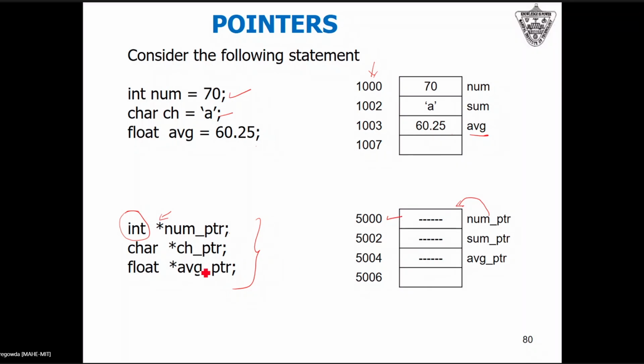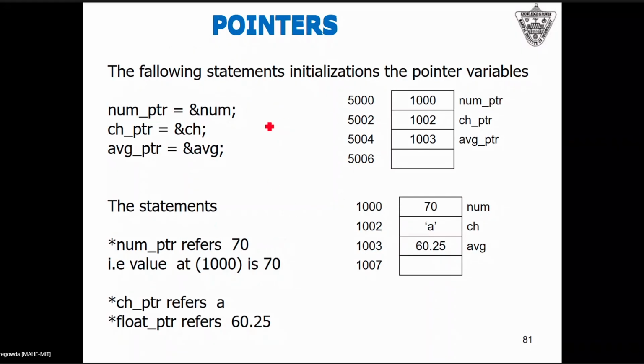Okay, similarly for chptr, the character pointer. Sorry, this is not numptr, just consider this one as chptr. Char pointer, whose address is 5002, and averageptr, the address is 5004. If you look at this here, these memory locations are not yet initialized, meaning the programmer has yet to initialize the values of these pointers. I'm going to demonstrate how you are going to access the num value, character value, and average value by using these pointers. Now, these statements are going to do the initialization here.